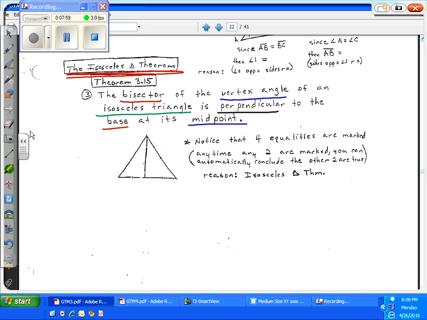Now, I remember having a student. I would say, the bisector of the vertex angle of an isosceles triangle is perpendicular to the base at its midpoint. You may have heard the scarecrow in The Wizard of Oz kind of throw some of that out. But anyway, the bisector of the vertex angle of an isosceles triangle is perpendicular to the base at its midpoint. And this student said, "You're talking too fast." So I said it slower. The bisector of the vertex angle of an isosceles triangle is perpendicular to the base at its midpoint. And she said, "You're still going too fast."